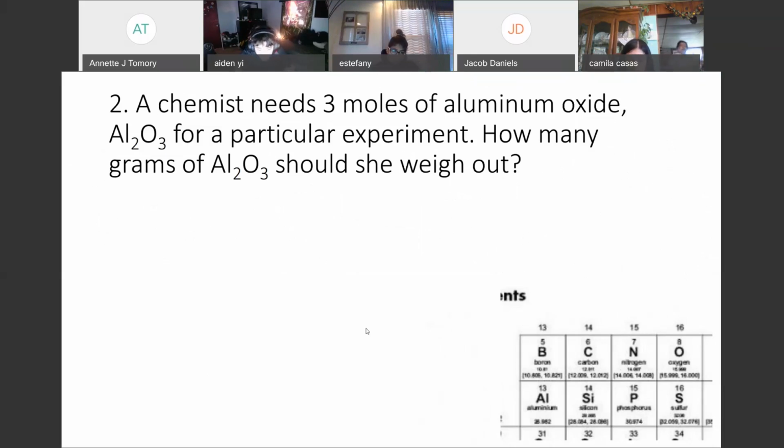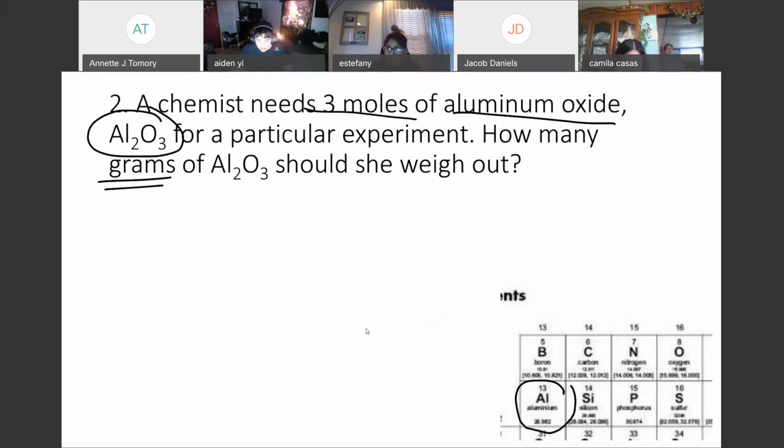Question 2. A chemist needs 3 moles of aluminum oxide. They actually give you the chemical formula for aluminum oxide. 3 moles of this stuff. How many grams? You see grams or mass, and that tells you you need to figure out the molar mass. There's aluminum, here's oxygen. We need to add those together. We have 2 aluminums and 3 oxygens.